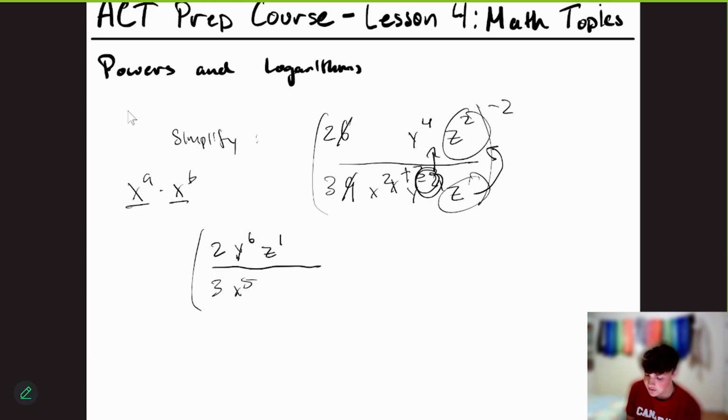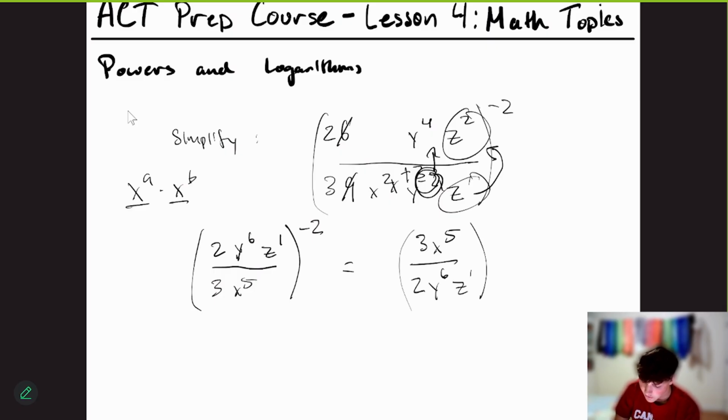Okay, so now what we've done is we've simplified all 6 variables into just 3, right? And we still have a power of negative 2. Now, what do we think this negative 2 is going to do? Well, it's doing the same thing we've done all along, right? We're going to flip it, and it's become a positive power. So instead, it's going to be 3x to the fifth divided by 2y to the sixth, z to the first, to the positive 2.